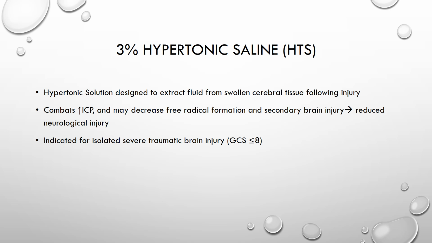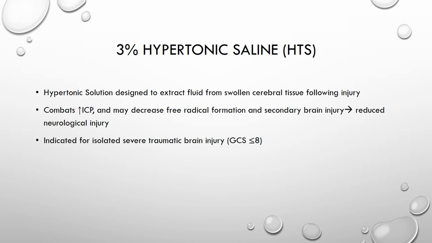What's the take-home point for EMS? Somebody who has a bad head injury, who needs an airway, who has a GCS of 8 or less, can get 200 milliliters of 3% hypertonic saline. 100 ml is given over 10 minutes, 100 ml is given over the remaining 50 minutes, 200 ml in an hour. Let's say you're wrong.